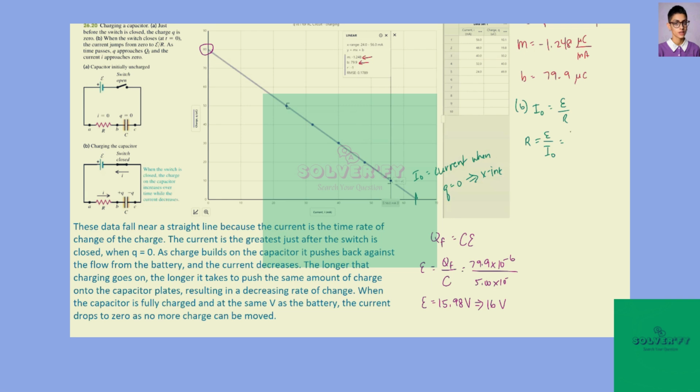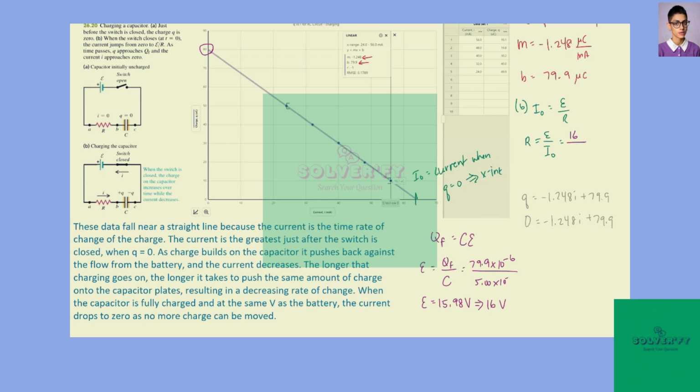So we're going to take that 16 volts and come up here to that resistance calculation. But like I said, we are going to need to figure out what is that x-intercept. So what is the current when charge is 0? So I'll go a little bit lower down so I'm going right. So we'll take that charge equals negative 1.248I plus 79.9. And again, we're looking at when is charge 0. What was that value of the current?